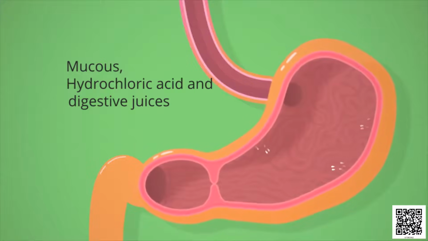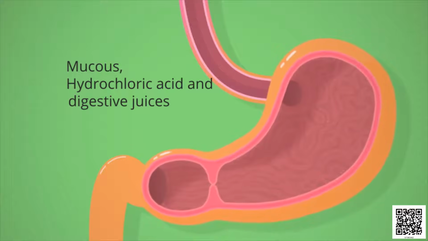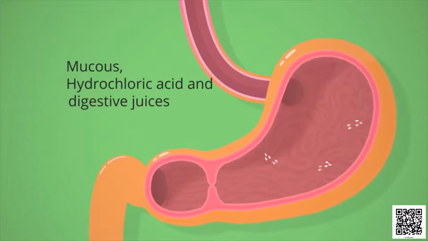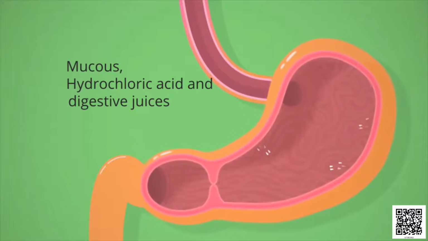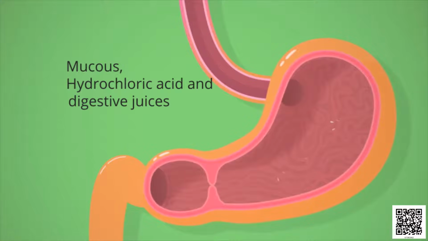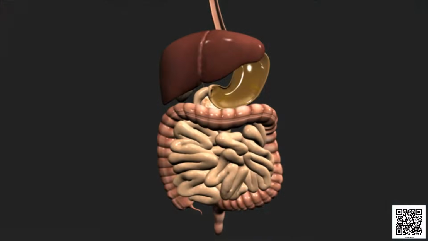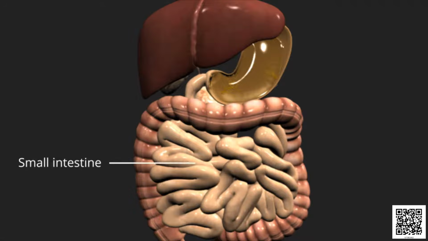The mucus protects the lining of the stomach. The acid kills many bacteria that enter along with the food and makes the medium in the stomach acidic and helps the digestive juices to act. The digestive juices break down the proteins into simpler substances. Now the food enters the small intestine.